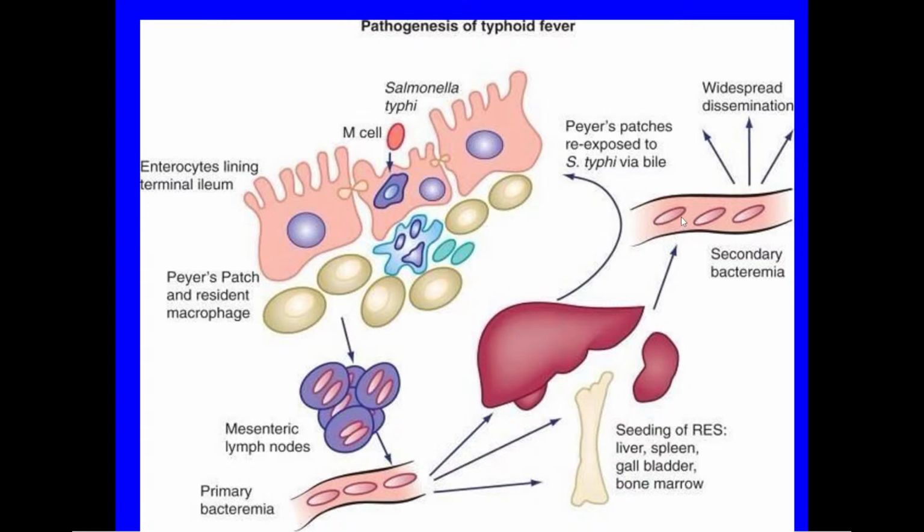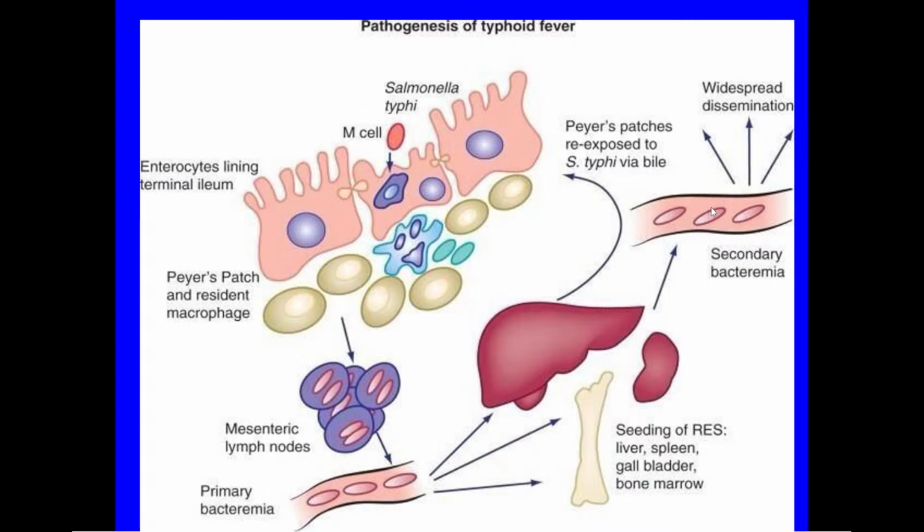Finally, they are released back into the bloodstream. So we have secondary bacteremia. My dears, then we have symptoms appearance. Why? Because when they get back to the bloodstream, the antibodies are already produced. They cover Salmonella typhi bacilli, and macrophages that can see the bacteria marked with antibody, which is called opsonization, start killing these bacteria.